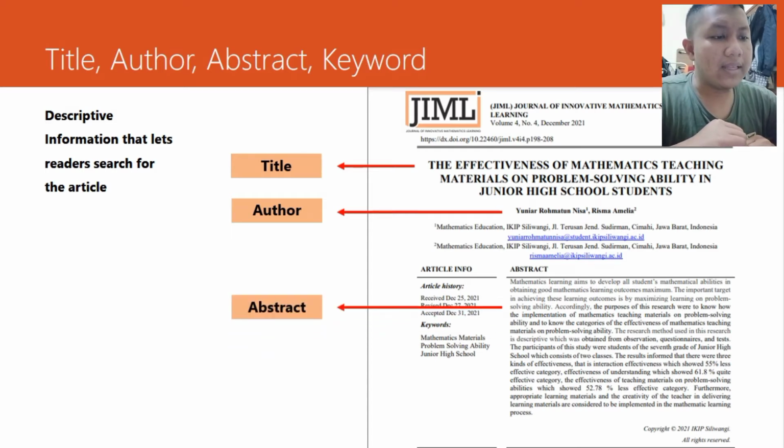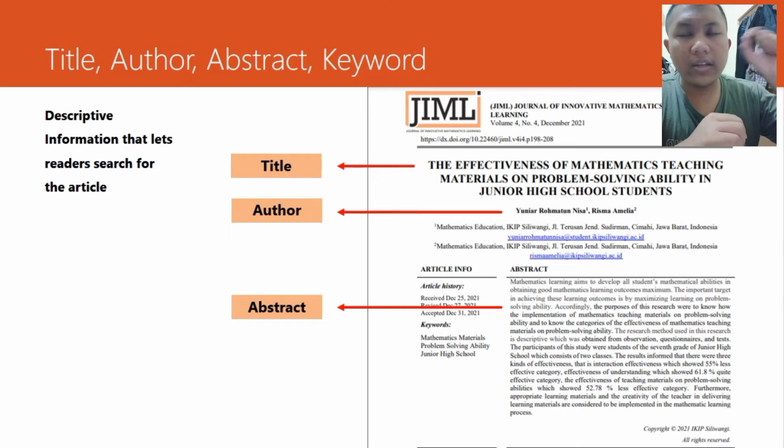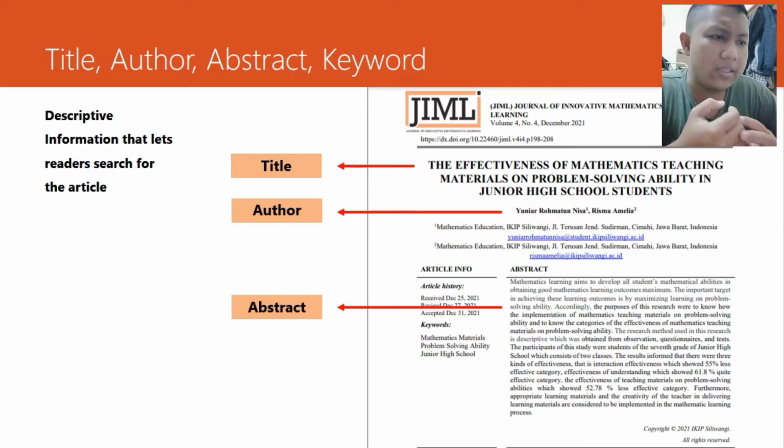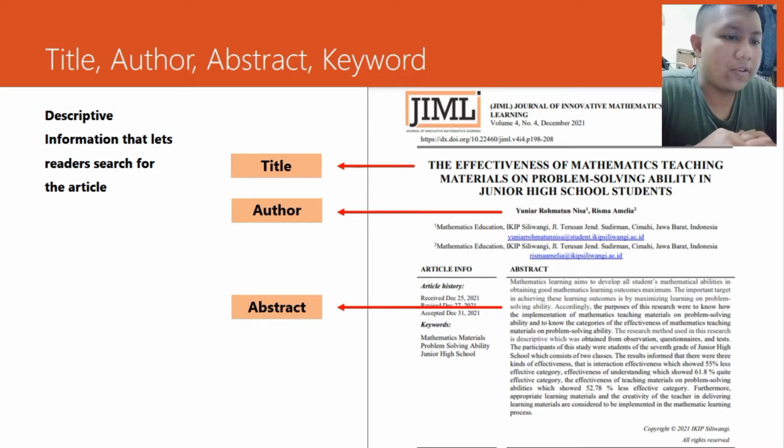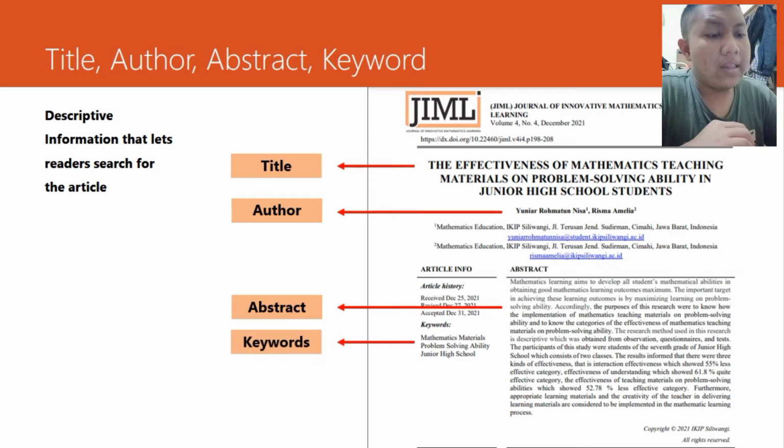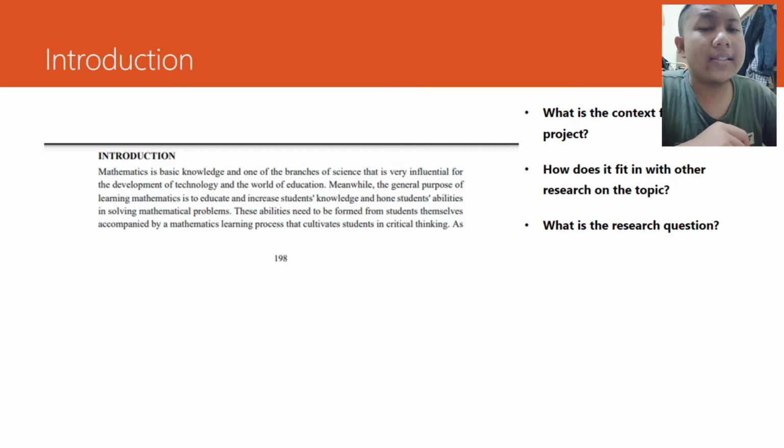This one is the abstract. In the abstract, we could know about the article, from the research question until the conclusion. What is the conclusion of this article, or maybe the result of this article. And then the last thing is the keywords. The keywords will help the readers to find this article on the internet.